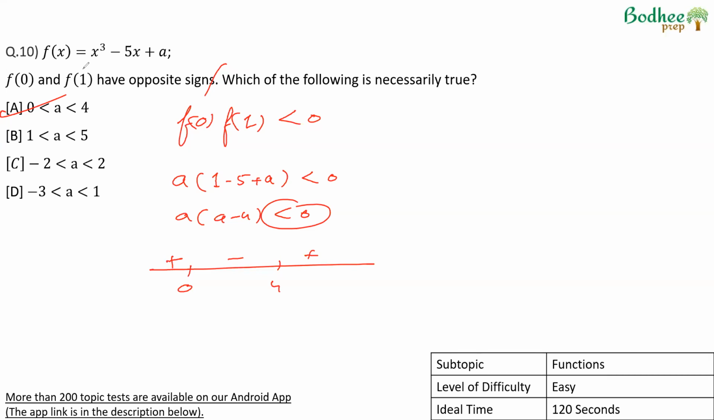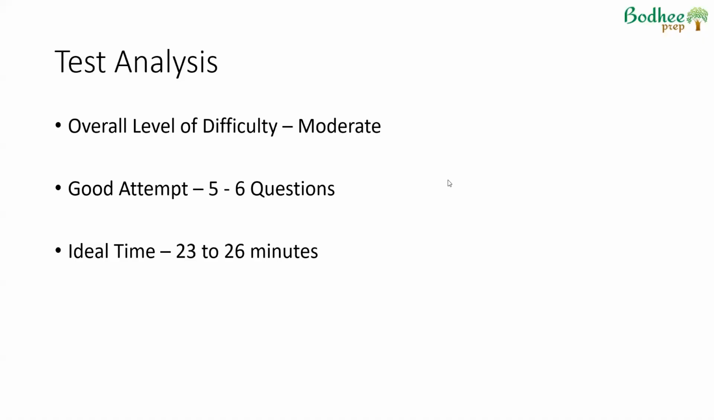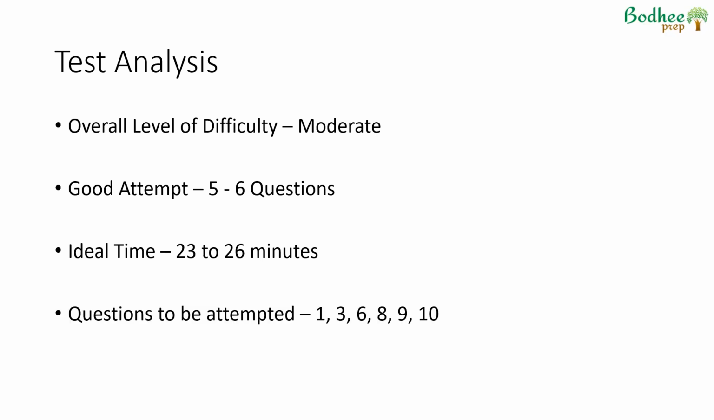If you look at the overall test, as I was saying, moderate difficulty, trying to get 5 to 6 net correct. Attempt time obviously will be higher for this test, as you would see. My 6 questions would be 1, 3, 6, 8, 9, 10. Which are these?